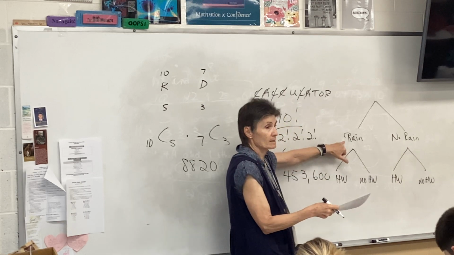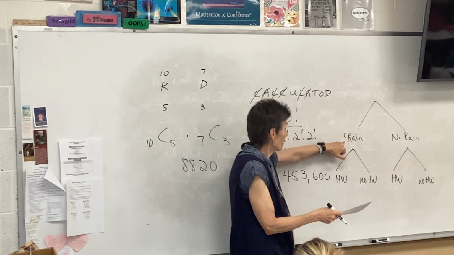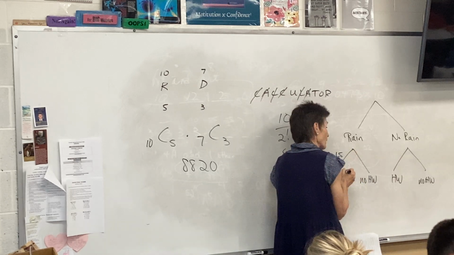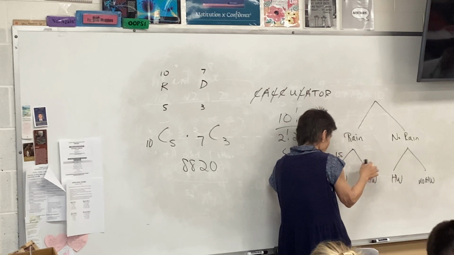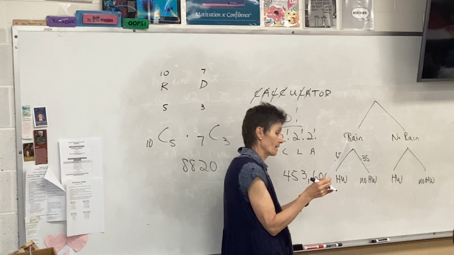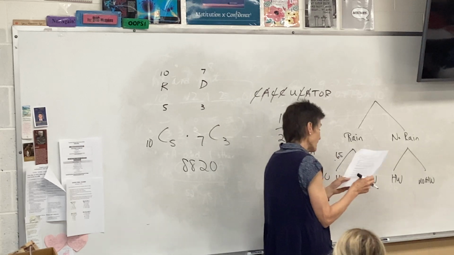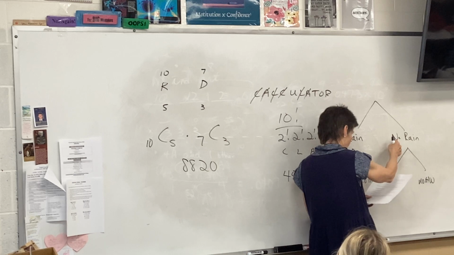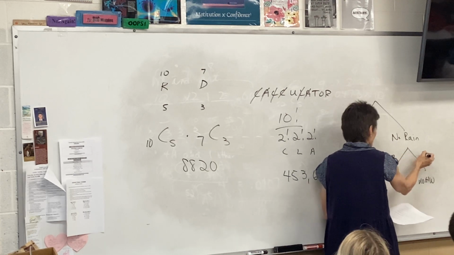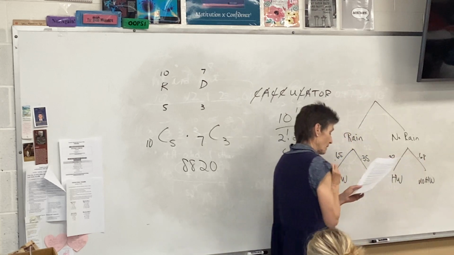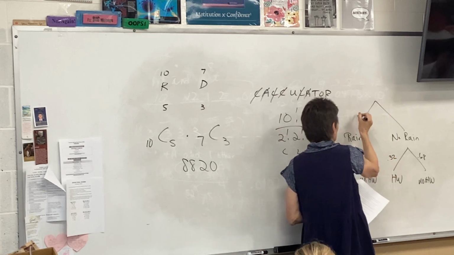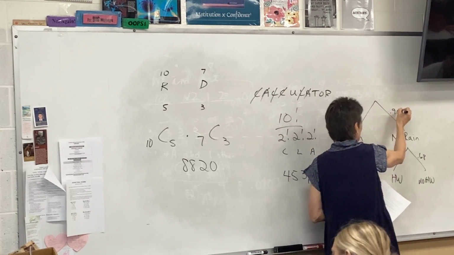If it rains, the probability he'll do his homework is 0.65, which automatically means this one is 0.35. If it doesn't rain, the probability is 0.32, which makes this one 0.68. There is a 10% chance of rain.